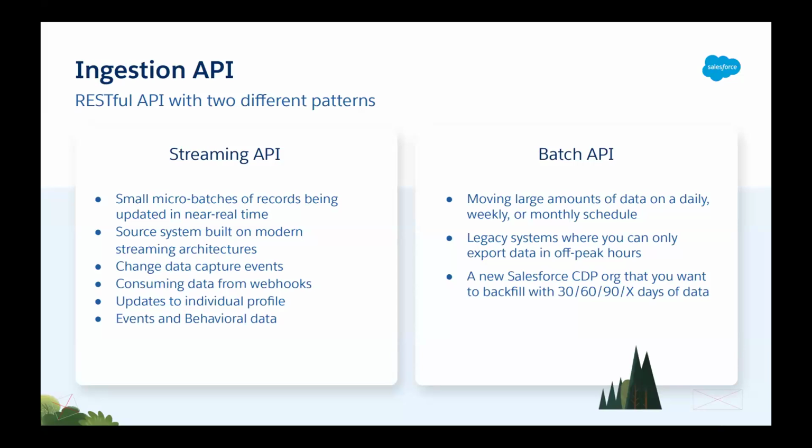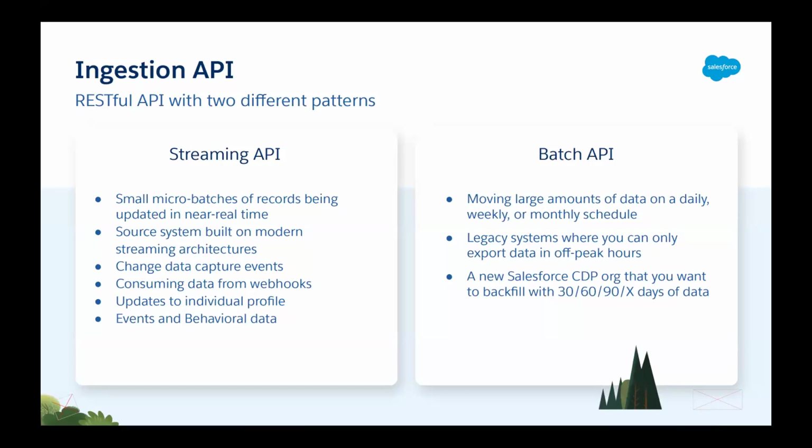status changes. Maybe there's a website chatbot conversation which has been initiated by a website visitor. Or perhaps there's been a hotel or travel purchase completed on some online booking platform. All of these kind of micro batches are a good use case for the Ingestion API.